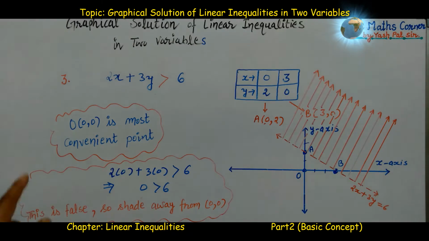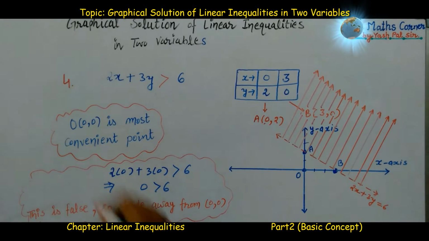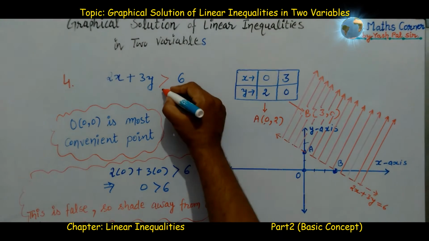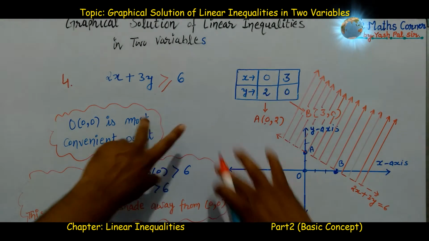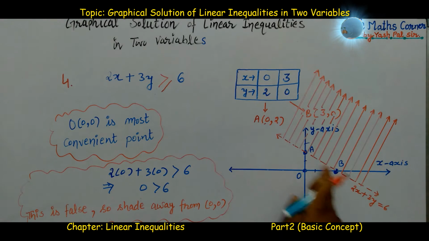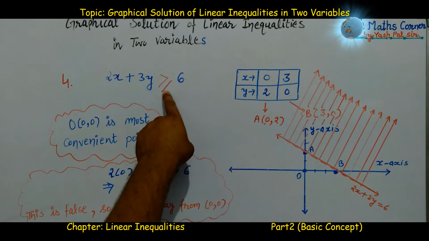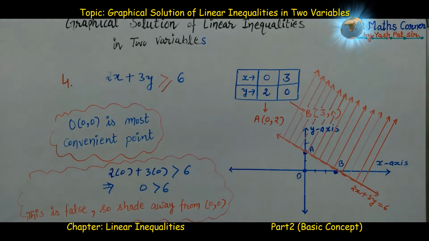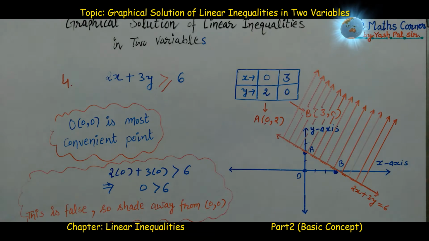Okay, now in fourth example, in place of third example, only one change we are bringing here. We are inserting equal to sign also. If equal to sign is there, the whole question is same. Just only this dotted line, this will become dark line. This way. Now this is dark line. Dark line is the effect of this equal to sign. Okay, so this way we can solve the linear inequalities in two variables. Graphical solution of linear inequalities in two variables.